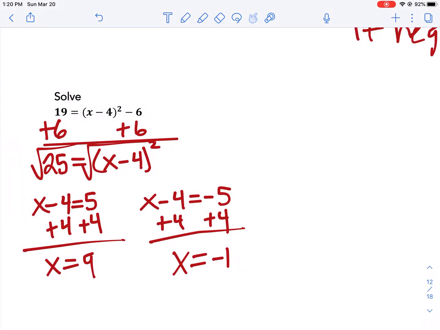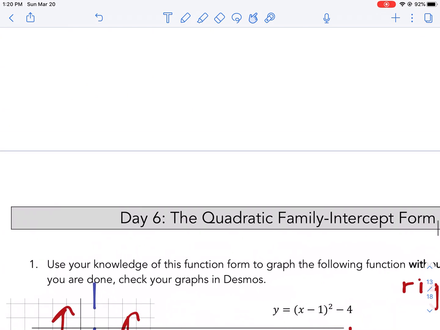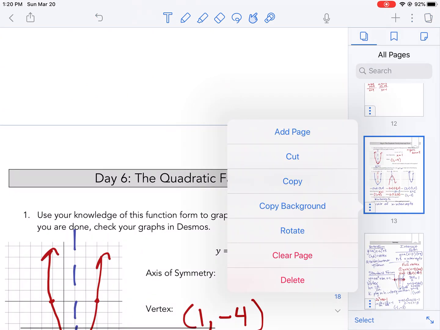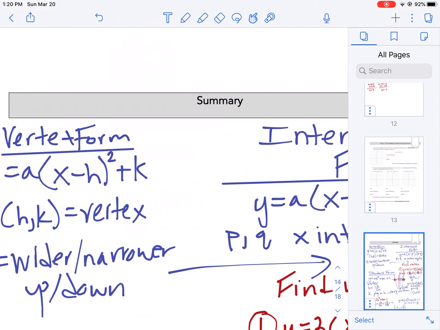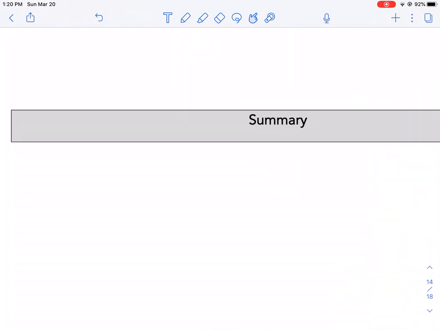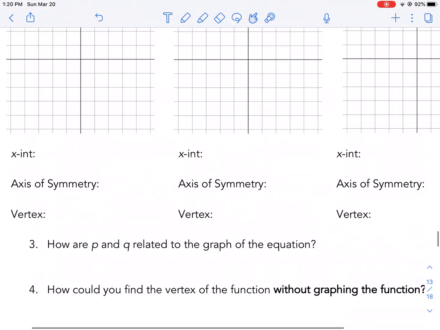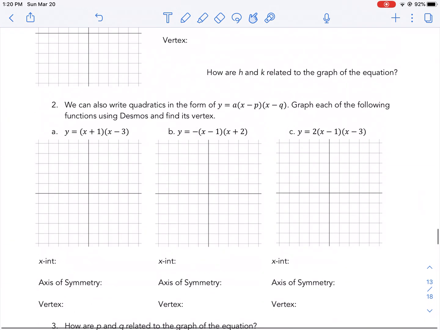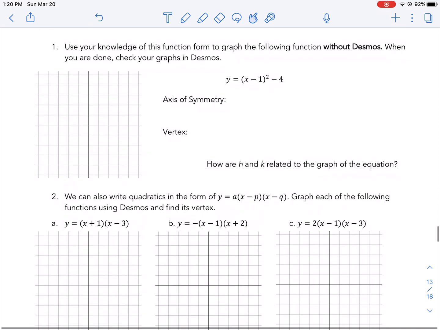All right, so today we're going to take a look at day 6. So let's see, where is day 6? Oops. So here it is. So let's see if you can graph this without Desmos.